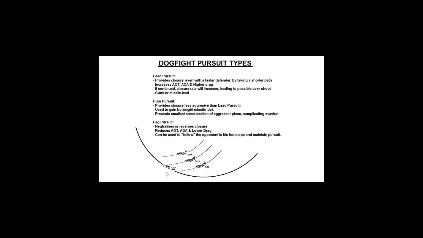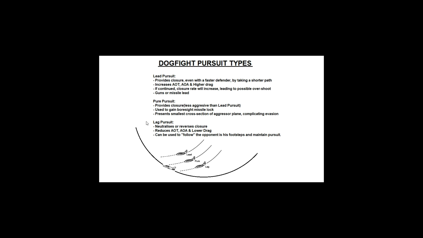As well as that, a useful effect of the pure pursuit is that for the aggressor, we are presenting to the defender the minimal cross section possible because we're directly head on, and that causes problems for the defender when they're trying to evade because they can't see exactly what our aircraft is doing.